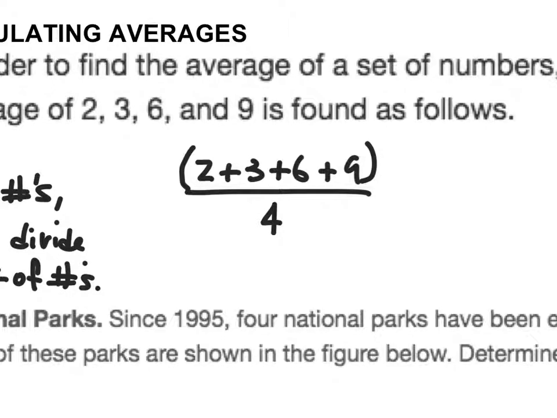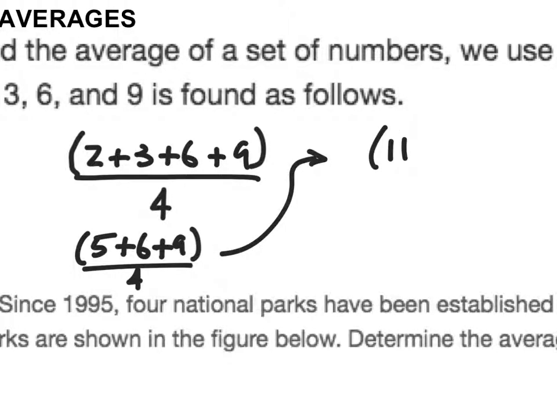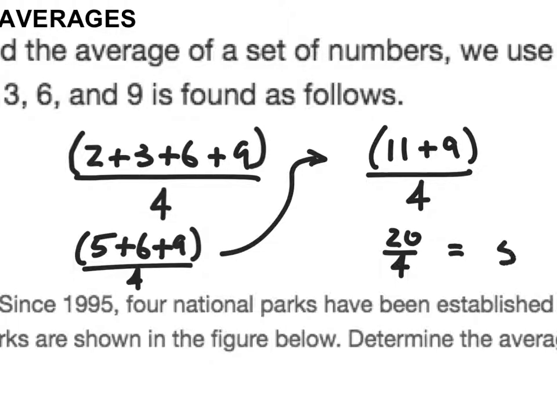Let's do this step by step. 2 plus 3 is going to give me 5, plus 6 and then plus 9, all divided by 4. 5 plus 6 is going to give me 11. So my next step, I would write this as 11 plus 9, and then divide by 4. 11 plus 9 is going to give me 20, and then divide that by 4. 20 divided by 4 gives me a value of 5.